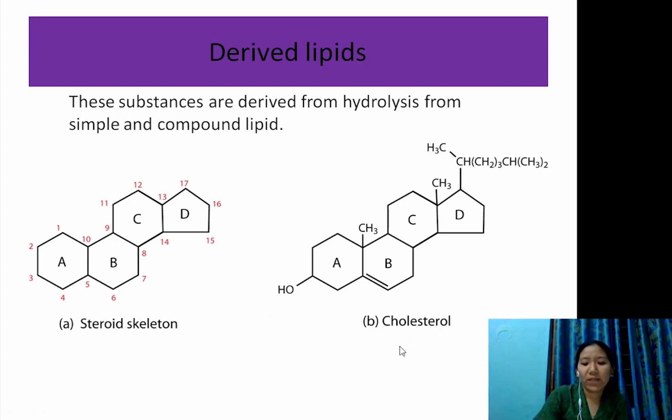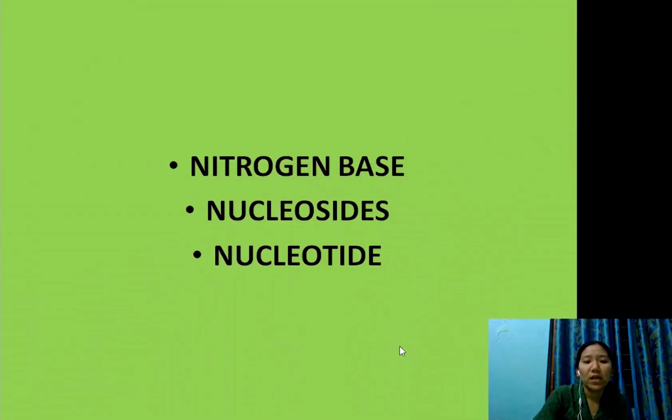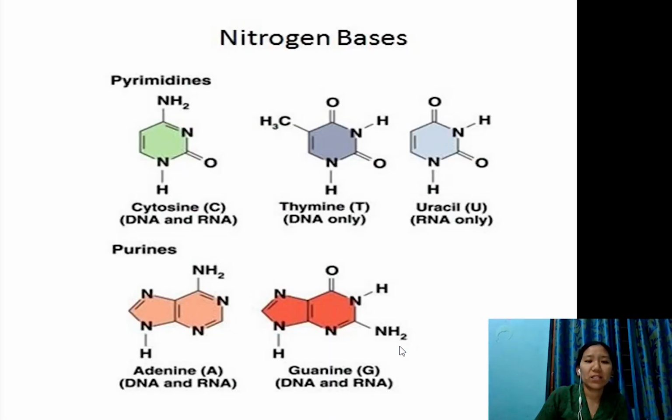Now the next type of micromolecule is nitrogen base, nucleoside, and nucleotide. Nitrogen bases are heterocyclic compounds which are rich in nitrogen. This heterocyclic compound can be one cyclic or two cyclic. Based on that, we have two groups, pyrimidine and purine. Pyrimidines are nitrogen bases containing one cycle, and in the case of purine, there are two cyclic compounds. And as discussed, it is a nitrogen base, so it is rich in nitrogen.